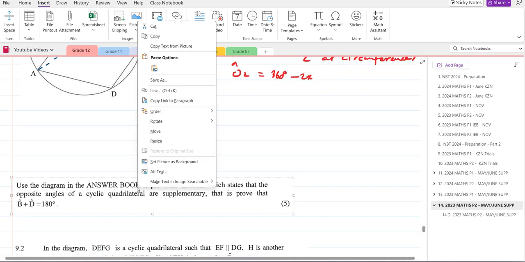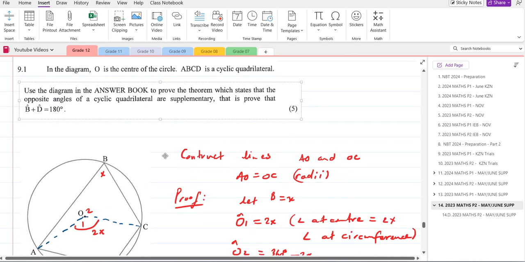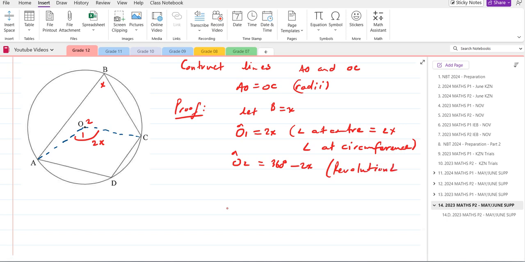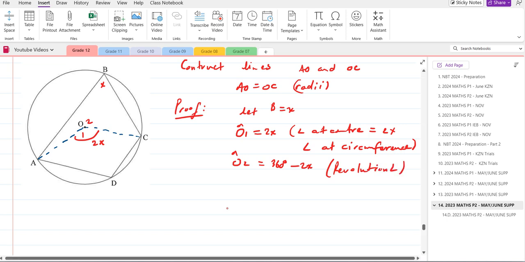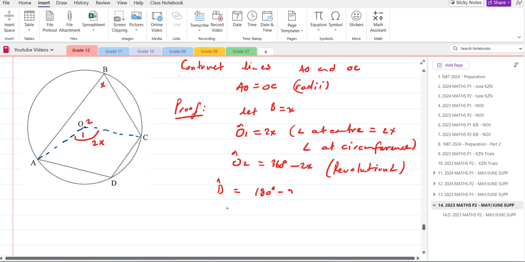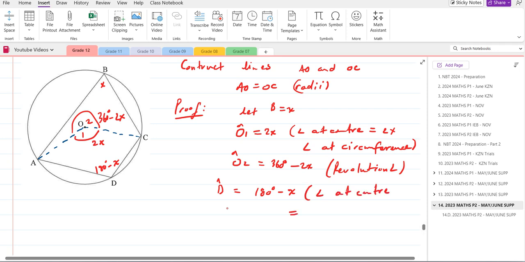Let's take this question up. Right, so why? Because this is angles around a point, or revolution angle. Okay, so now we have 360 minus 2x. Therefore, angle D is now equal to 180 minus x, because angle O2 is 360 minus 2x and angle D is half, so that should be 180 minus x, and that's angle at center equals 2 times angle at circumference.